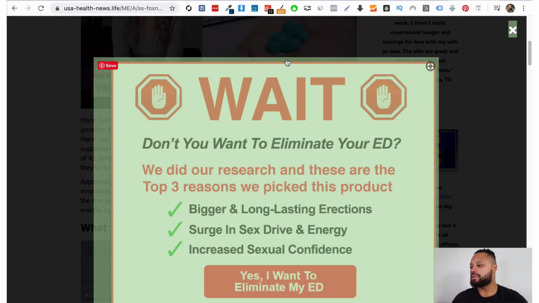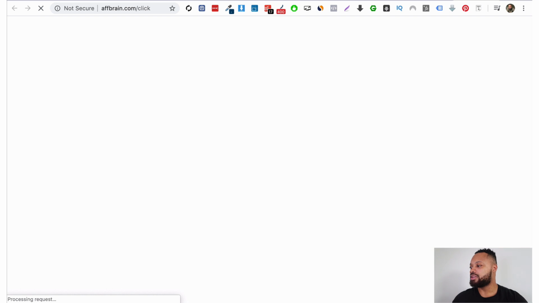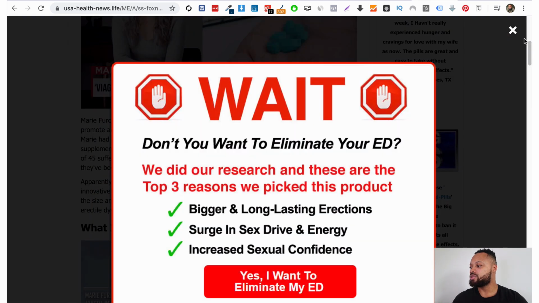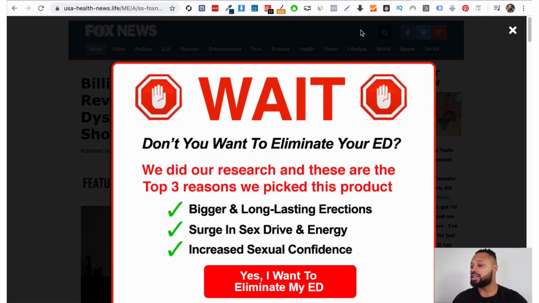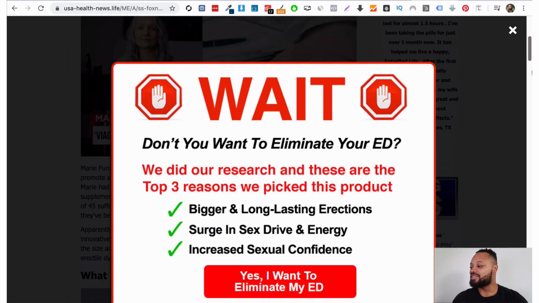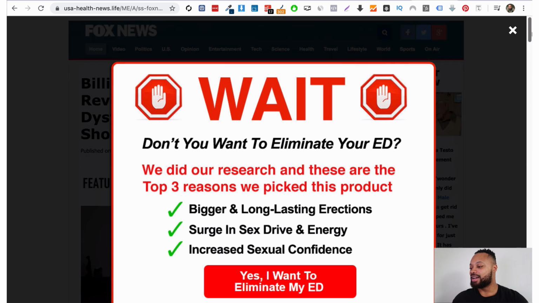So this pop-up came up, and I actually can't do anything now. It's a super aggressive pop-up. If you're about to leave, they don't even let you click. I can't even go back to the lander right now. It's just forcing me to click that button, which is fairly aggressive, but I respect the game. It's part of the game, right? They want to drive that traffic to the offer.